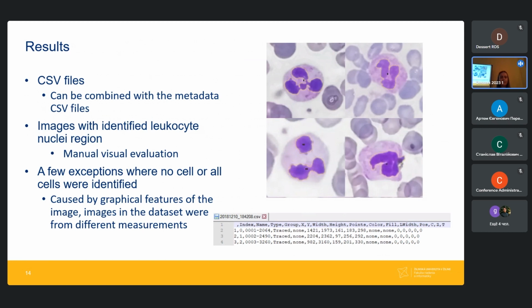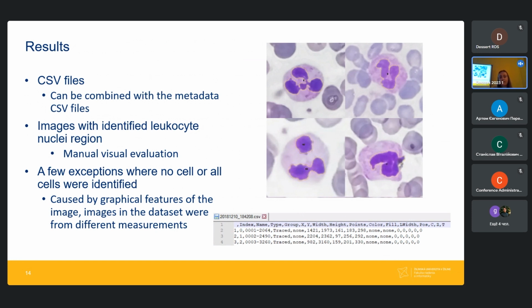About the results, the results of the system are essentially some CSV files, which have the data about the position and some other things about the identified regions. Then some images. I don't know if it's... Oh, okay, you are able to see this.